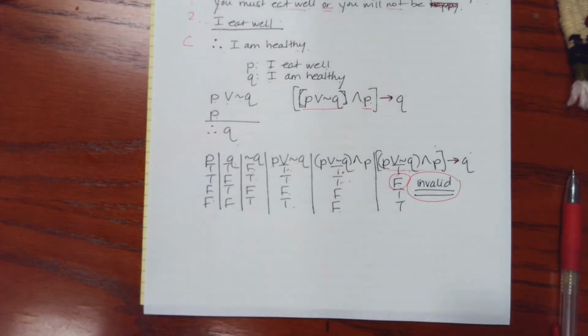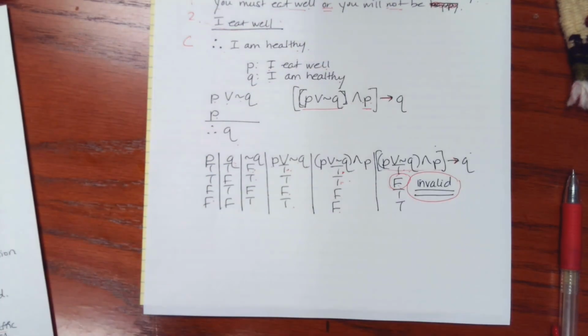All right, so that is how we can use truth tables in argument analysis. I have one other video from this section on logic. I will look at one other strategy for analyzing arguments. I'll see you then.